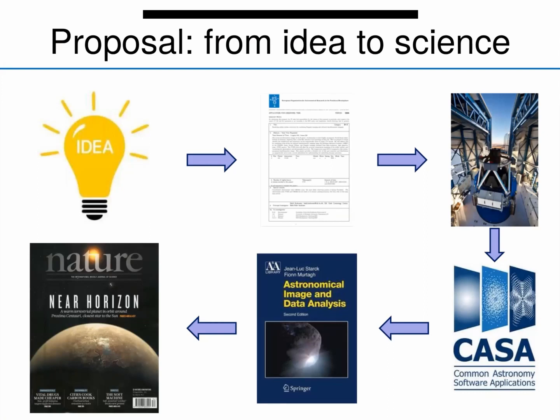So each observatory has their own proposal cycles. Typically twice a year or once a year, you write a proposal saying, I want to do this with that instrument, please give me time. And then there is a committee that decides who gets time.